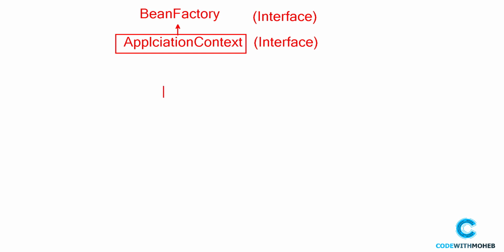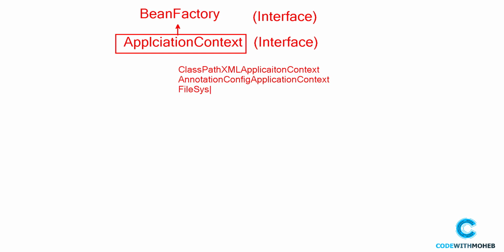So the classes are like what? Like the classes that implement this interface: class path XML application context, this is one implementation class. The next one is annotation config application context, and the third one is file system XML application context. These are the three implementation classes. All these three that I have written here are the implementation classes of application context.